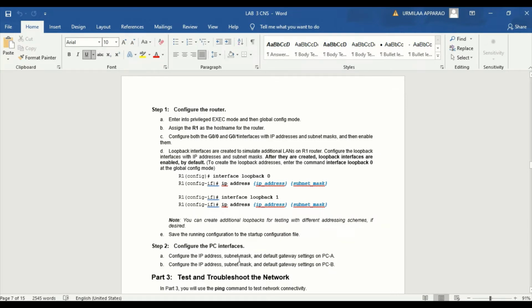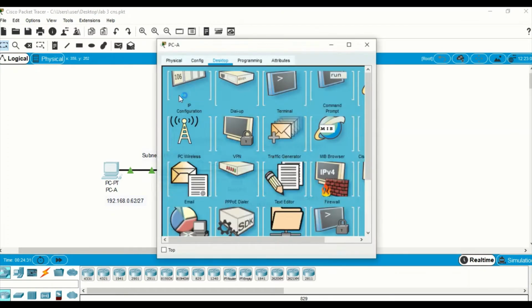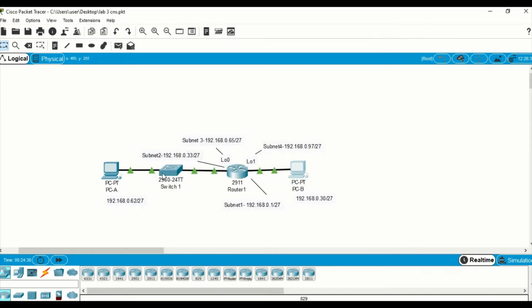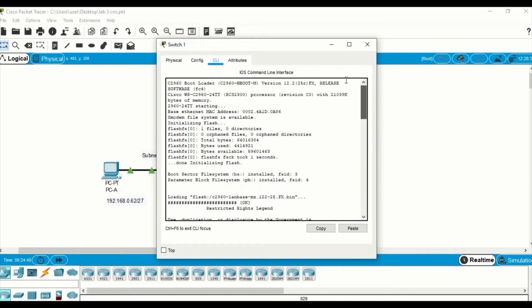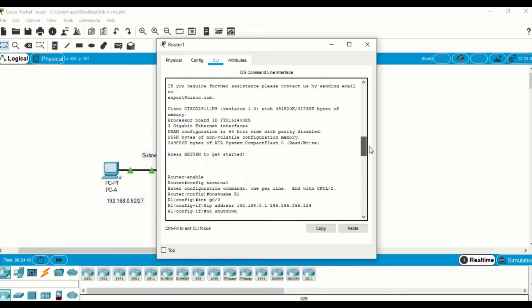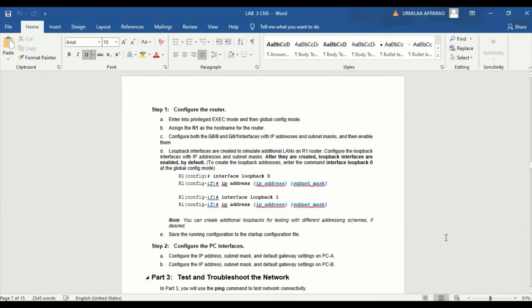I also configured the IP addresses for PCA, PCB and the others. Here is my PCA's IP address, and here is my PCB's IP address. My switch 1 I haven't configured yet. So this is my router 1's configuration. Now moving forward to part 3.